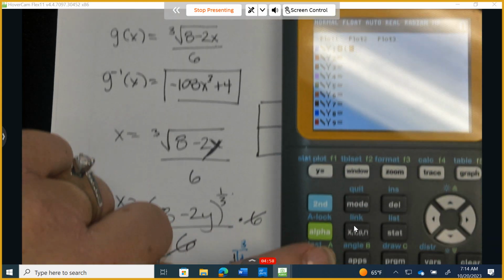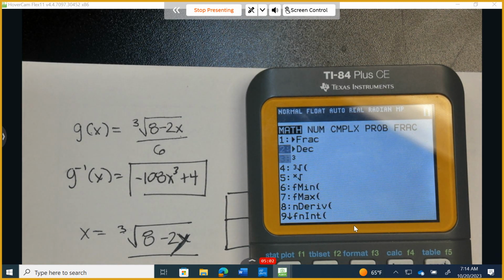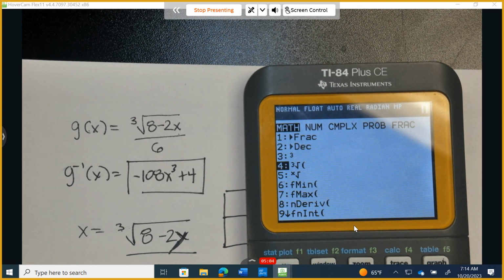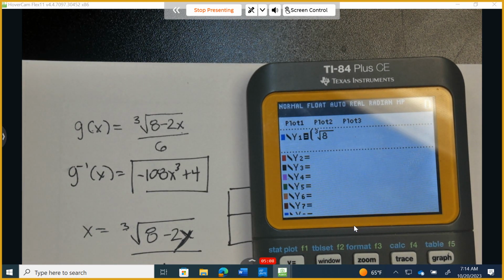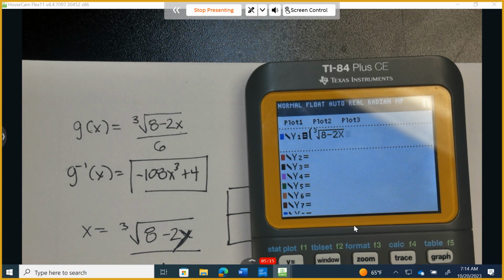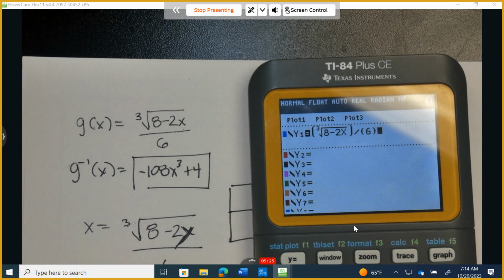If you hit math on the left-hand side, you can go down to the fourth option, and this is the cube root option. Inside, I'm typing in 8 subtract 2x, and then I want to go outside of the parentheses using the arrow, and I want to end that quantity. So that's your numerator. I'm going to divide that by my denominator.